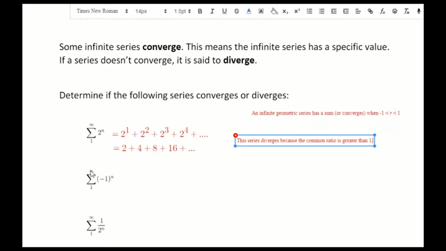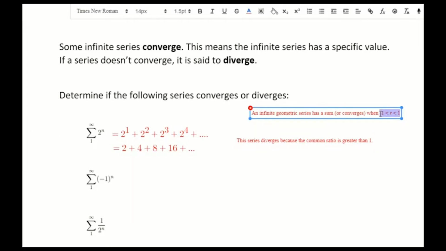So down here we've got actually another geometric series. This one's kind of an oddball because of what happens. The common ratio does not fall in between -1 and 1, so we know this one's going to diverge, but it diverges a little differently.